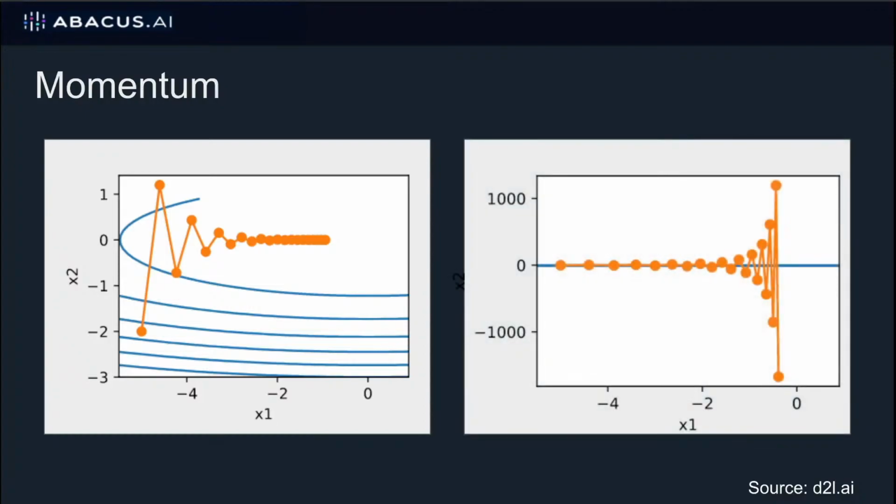Alternatively, we can pick a large learning rate so that we move fast in the x1 direction, but then we diverge in the x2 direction. It seems that neither option is ideal. How can we fix it?